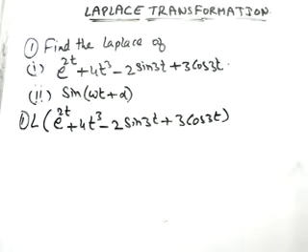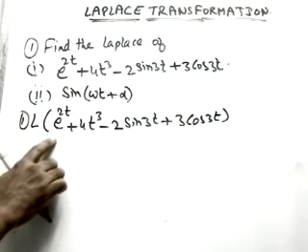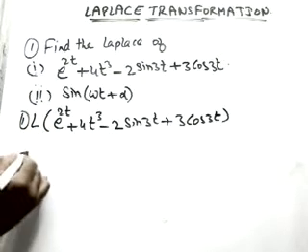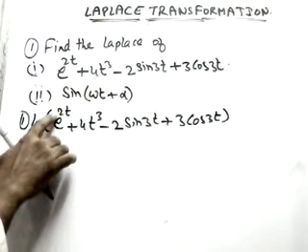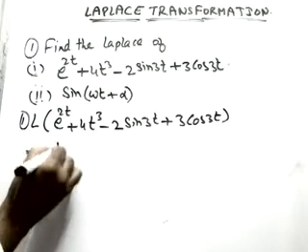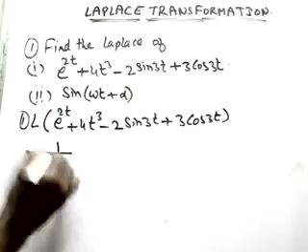Now see on the board, two questions are written. Find the Laplace of the first one that we saw. See here, this is the exact question, how to use the formula. Now we know Laplace of e power at, which we have just discussed. Its formula is 1 by s minus a.